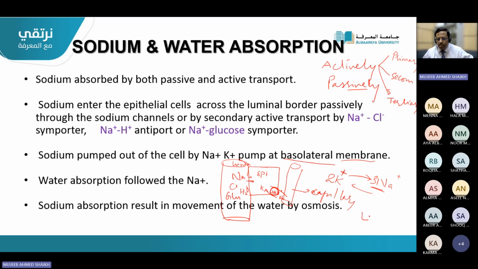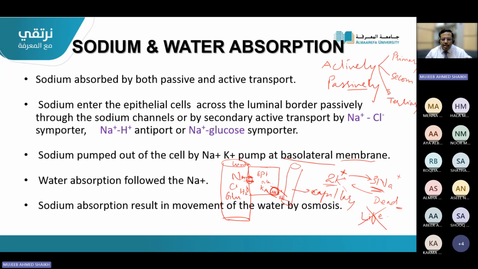Sodium potassium means life. If the sodium potassium pump stops functioning, the person will die. So if you don't remember this, you will not pass. You have to remember the function of the sodium potassium pump. It always throws 3 sodium out in exchange for 2 potassium inside. Because of that, there is less sodium inside the cell, so more sodium can enter the cell.